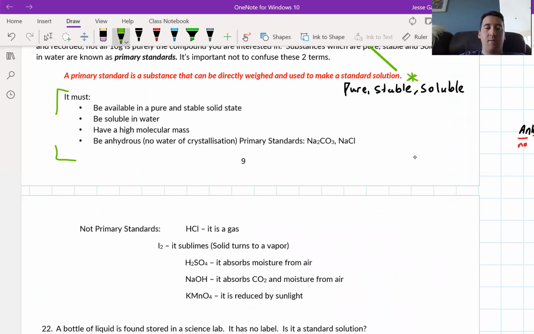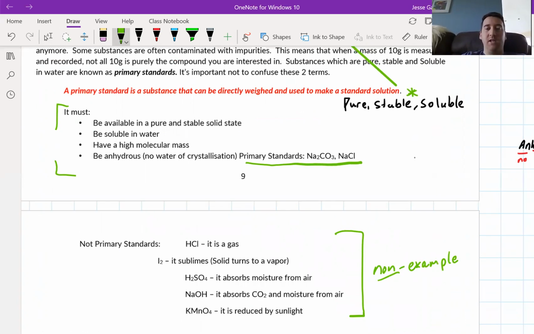And these here are our primary standards. So make sure you make a note of these because you can certainly be asked about what the primary standards are. And there's only 2 to remember. Okay, these are not primary standards. These are non-examples. And why? Most of all, each one breaks one of these rules.